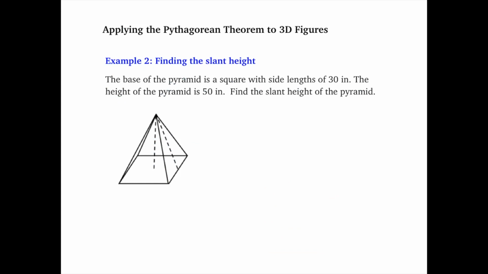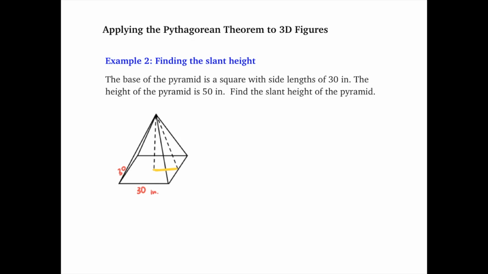Next, we're going to look at a similar example. This time we're going to be finding the slant height, and we have a pyramid instead of a cone. It first says the base of the pyramid is a square with side lengths of 30 inches. So around the outside of this, each side of the square is 30 inches. That's not really going to help me as far as that inside triangle. I need this distance here, which isn't going to be the full 30 inches. Instead, it's going to be half of it.